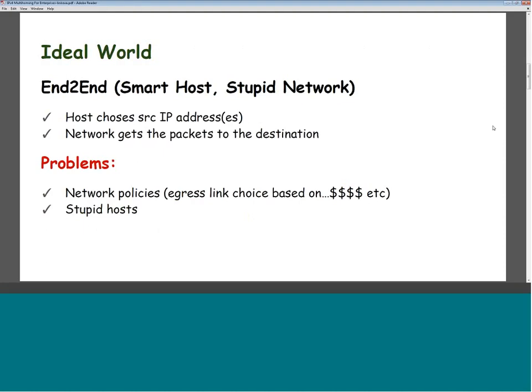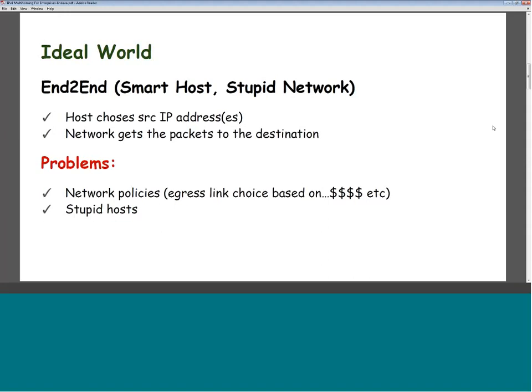So to be honest, I love end-to-end. In an ideal world, it would be really nice if the host just magically chose the correct IP address or addresses, and all the network does is just forward packets. However, the main problem, again especially in enterprise, is that I probably want to send all traffic through this particular link because it's cheaper, and I want to use another link only as a backup.